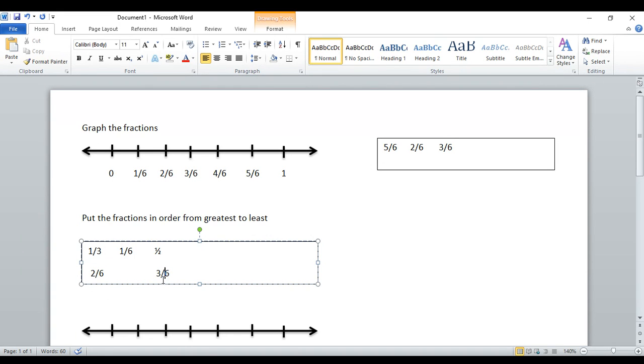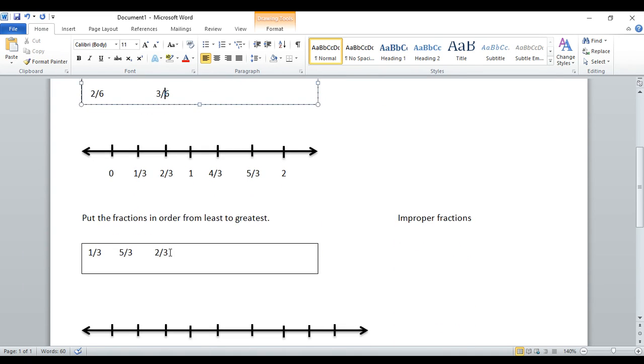What I've done down here is just typed in the equivalent of the one right above it. So you could write that down on a piece of paper if that helps you. But then when it comes time, it's these fractions right here that you have to order.